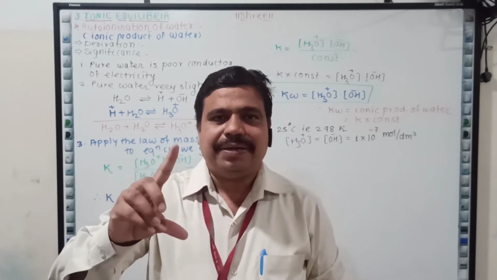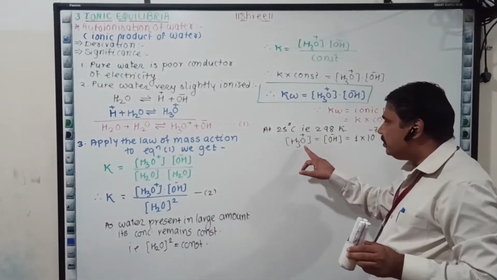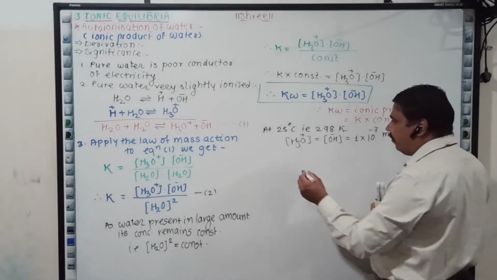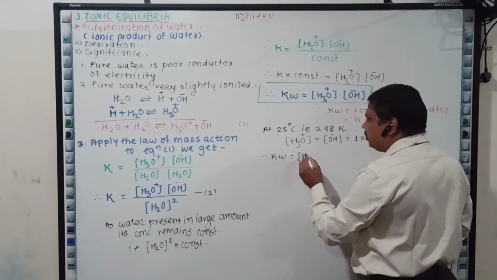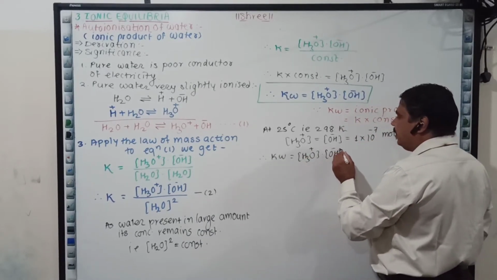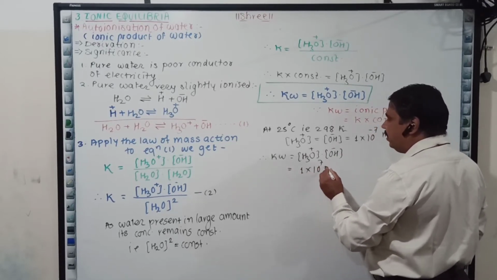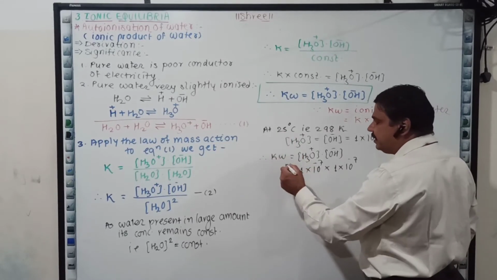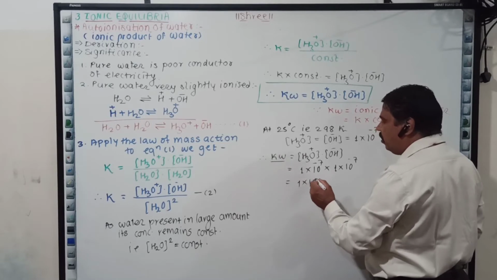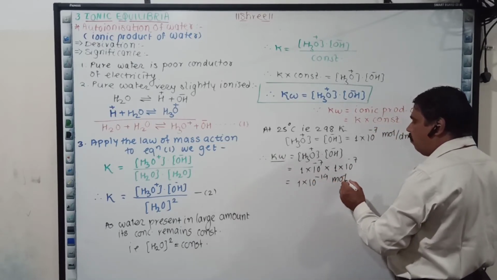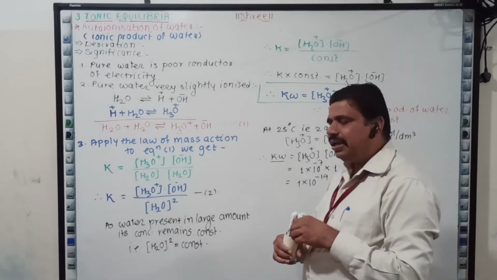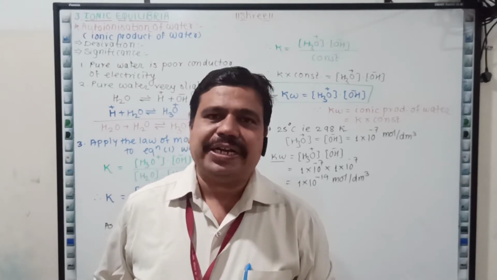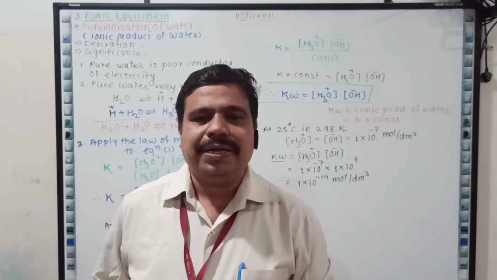That means, sorry, once again I repeat, at 25 degree Celsius the concentration of H3O plus is equal to concentration of OH minus is equal to 1 into 10 raised to minus 7, and therefore the value of Kw becomes Kw is equal to concentration of H3O plus into concentration of OH minus, that means Kw is equal to 1 into 10 raised to minus 7 into 1 into 10 raised to minus 7, and therefore at 25 degrees Celsius the value of ionic product of water is equal to 1 into 10 raised to minus 14 mole per dm cube.